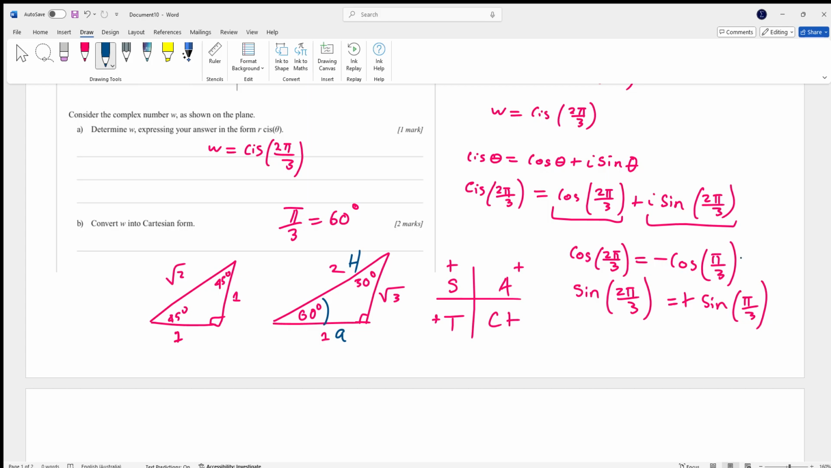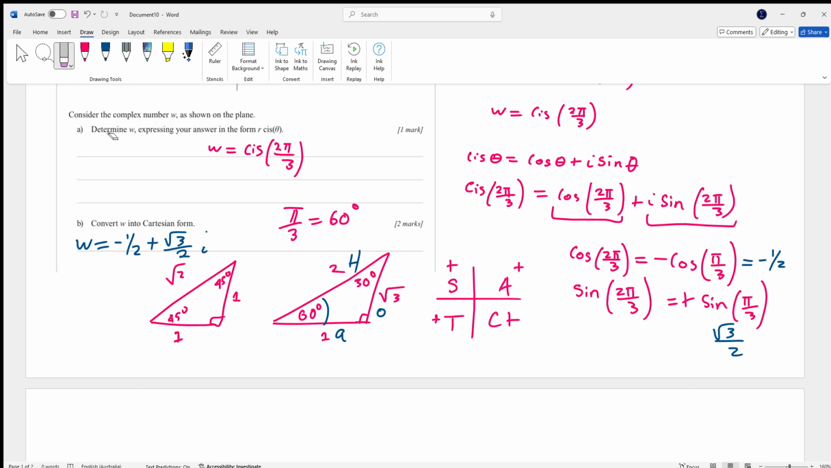Now because that's negative, this turns into negative a half. Okay. Now this one here, because sine is opposite over hypotenuse, so that is root 3 over 2. So W in Cartesian form is negative a half plus root 3 over 2 i.